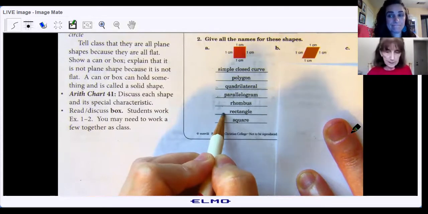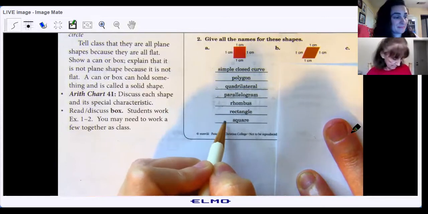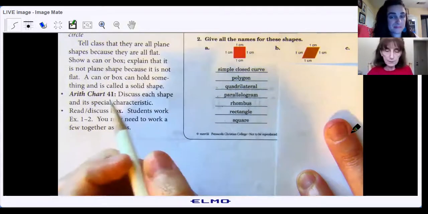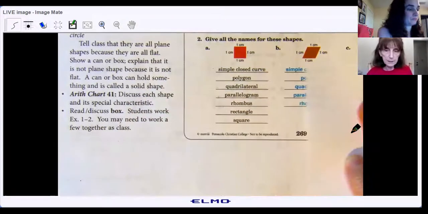Is it a rectangle? And is it a square? Okay, let's look at the next one. It's a little confusing, but let's look at the next one.